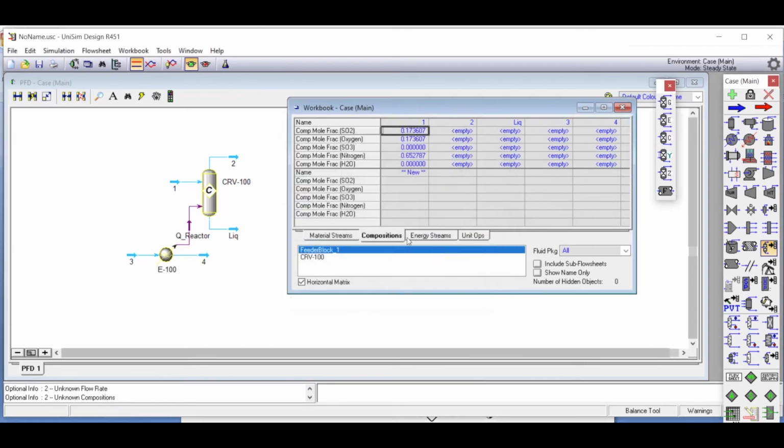So we put that here, and automatically it comes in the form of mole fractions here. As you can see, we have sulfur dioxide, oxygen. There is no sulfur trioxide, but nitrogen is there, and there is no water.